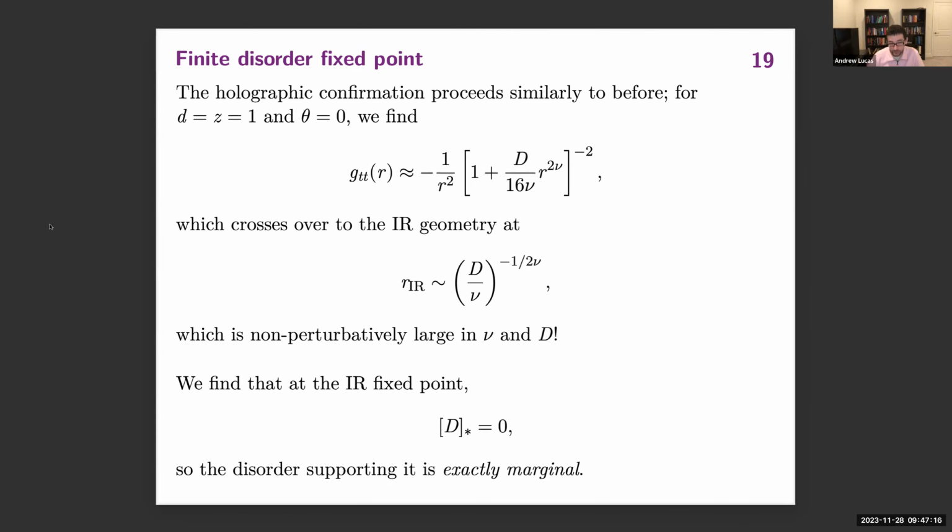One important sanity check that we can make in these models, and we can make very elegantly in holography, is that at the IR fixed point, if you calculate the scaling dimension of the disorder D, you find it's exactly 0. Okay, so at the IR fixed point, the disorder supporting it becomes exactly marginal, which sort of makes sense. If it was relevant, we wouldn't be at the fixed point, and if it was irrelevant, we would go back to the original CFT. So we now feel that our story is sort of truly self-consistent, and it passes all of our sanity checks.